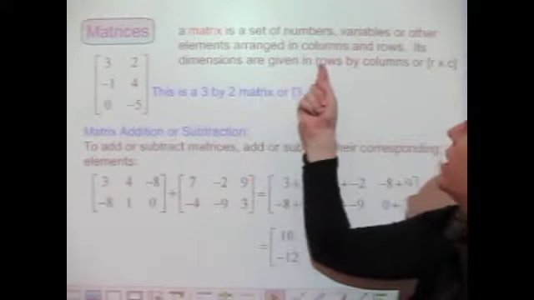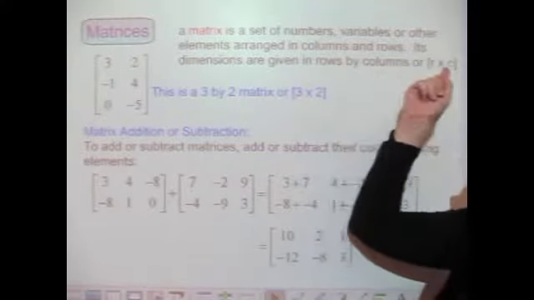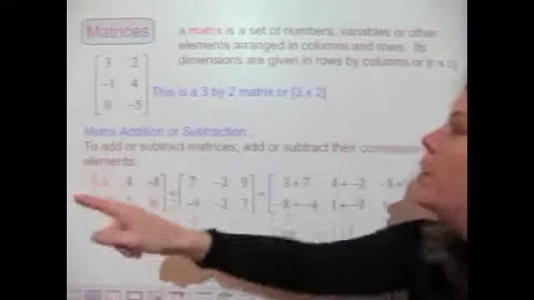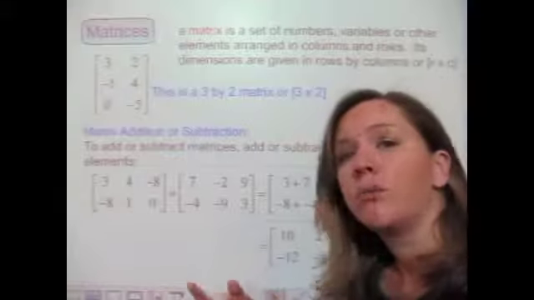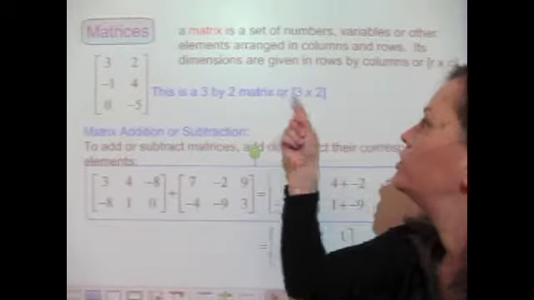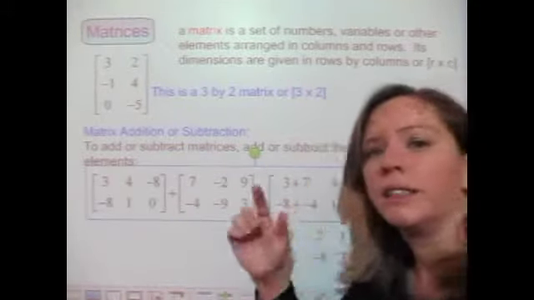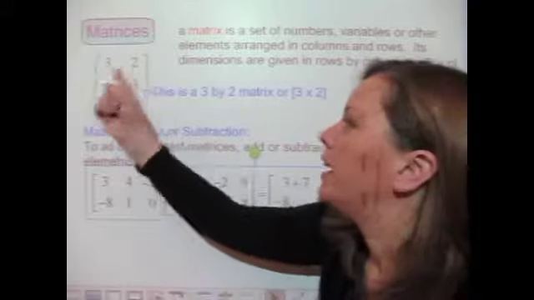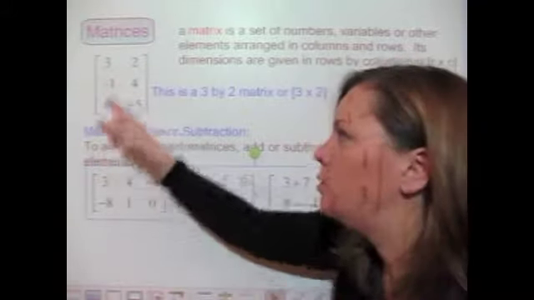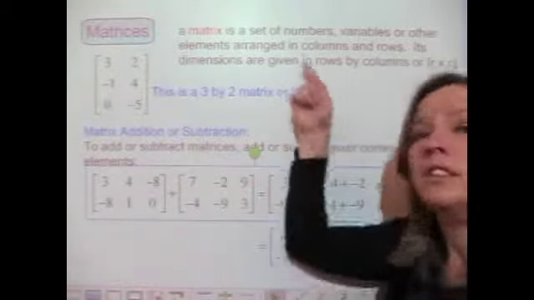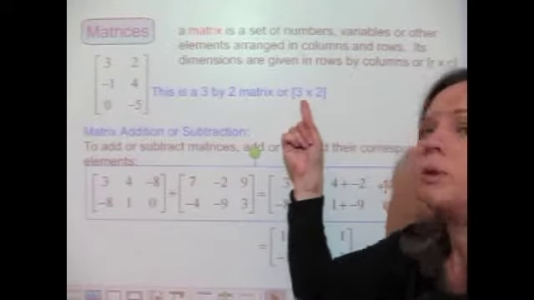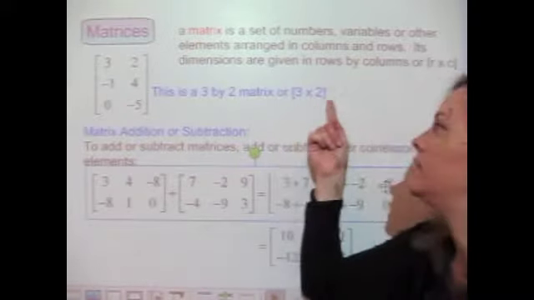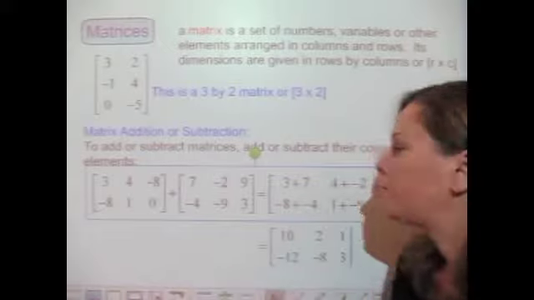And its dimensions are given in rows by columns, or R by C. So for example, this here is a 3 by 2 matrix, 3 by 2. Or sometimes we write it in brackets like that, 3 by 2. We can see that it has 3 rows, 2 columns. So if you're ever given the dimensions like this, the first number is how many rows it has, and the second number is how many columns it has.